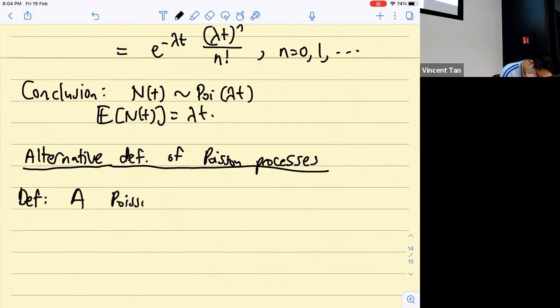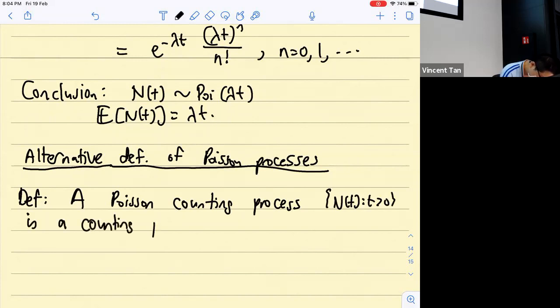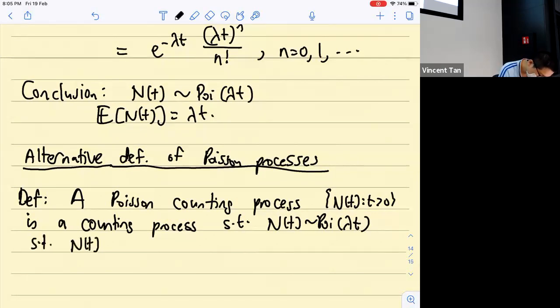A Poisson counting process N_t for t positive is a counting process such that N_t ~ Poisson(lambda t). By N_t ~ Poisson(lambda t), I mean that for every fixed t, N_t is a Poisson random variable with mean lambda t. That's my shorthand notation. Such that this family of random variables has the stationary increment property and independent increment property.